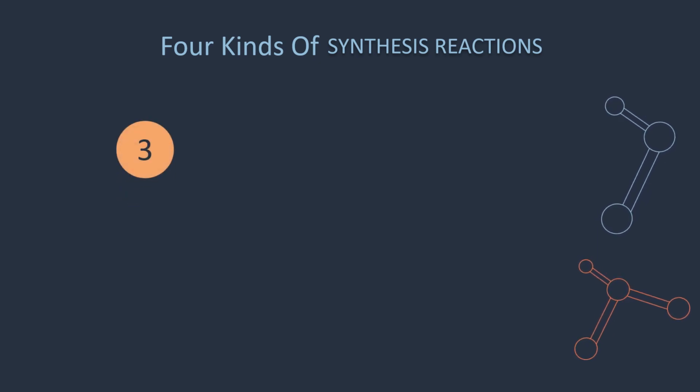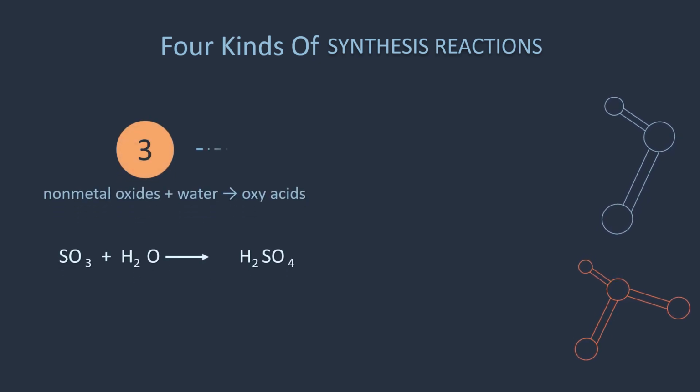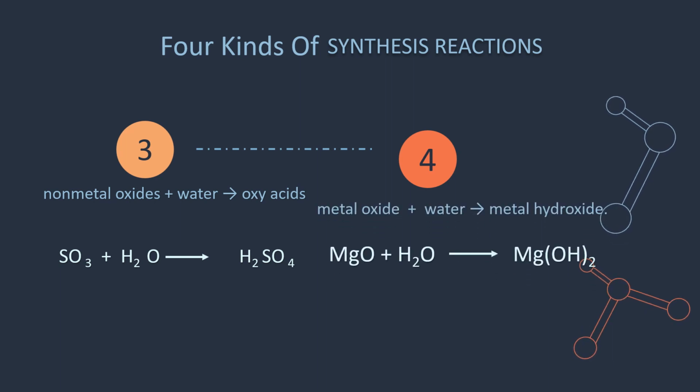The third kind of synthesis reaction, non-metal oxides react with water producing oxyacids, just like SO3 plus water producing H2SO4. The next type is metal oxide reacts with water forming metal hydroxide. Magnesium oxide reacts with water forming magnesium hydroxide.